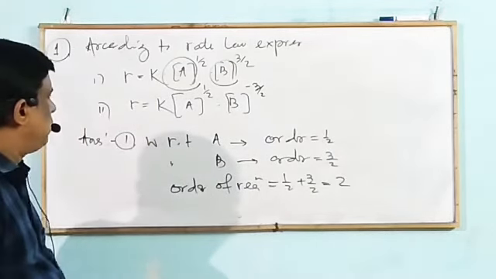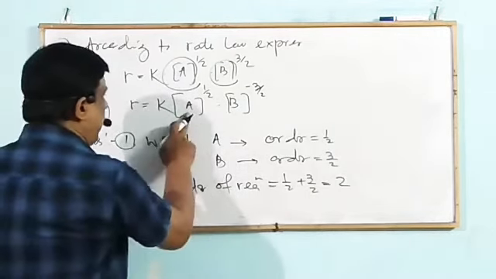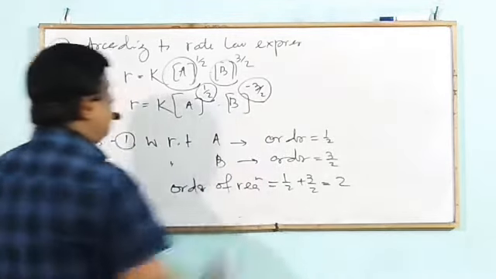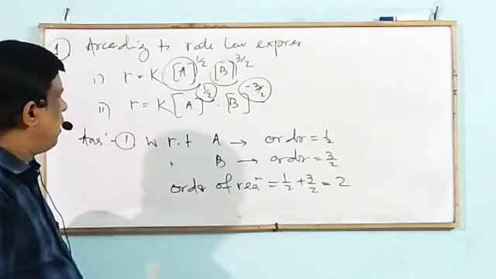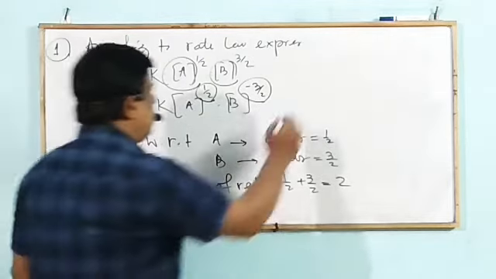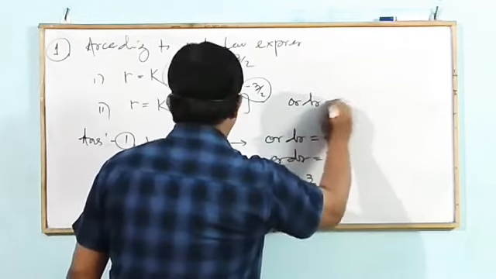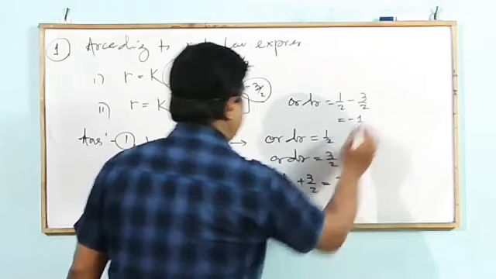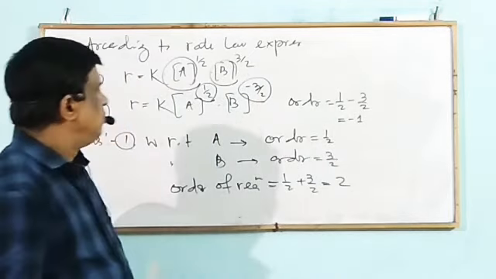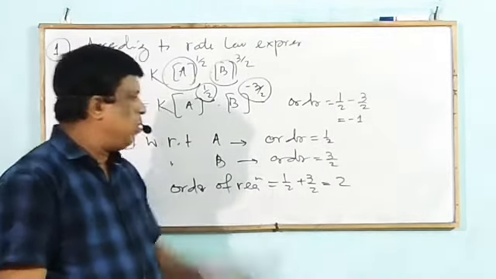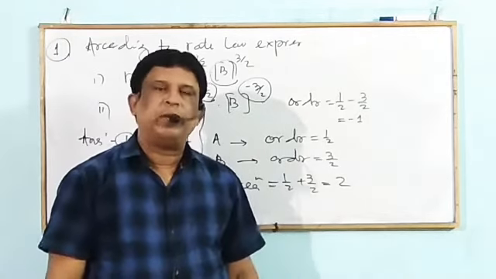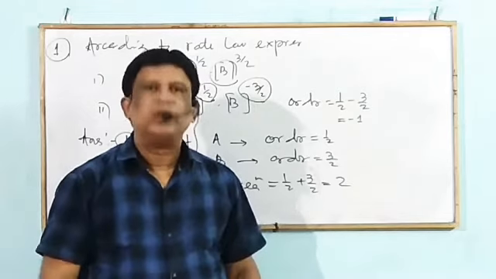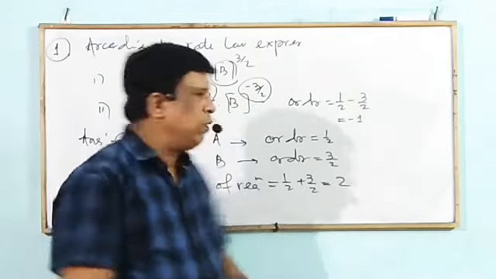Similarly, the second bit, mark that. With respect to A, the order is 1 by 2. With respect to B, the order is minus 3 by 2. So as a whole, the order is 1 by 2 minus 3 by 2, that means minus 1. I repeat again, this value of order of reaction may be positive, may be negative, may be 0 or a fraction. It is one type of problem. Switch over to another type of problem.